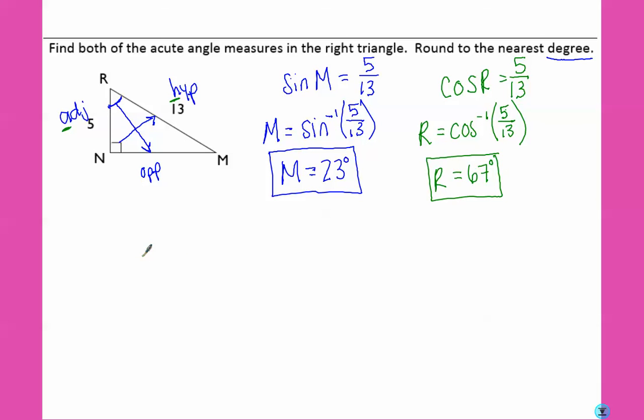Now, how can we check that these are the right answers? We know that all the angles of a triangle add up to 180. Since the right angle is 90 of that, that leaves 90 for the other two angles. Did those two numbers add up to 90? They do, so we know that's the correct answer.